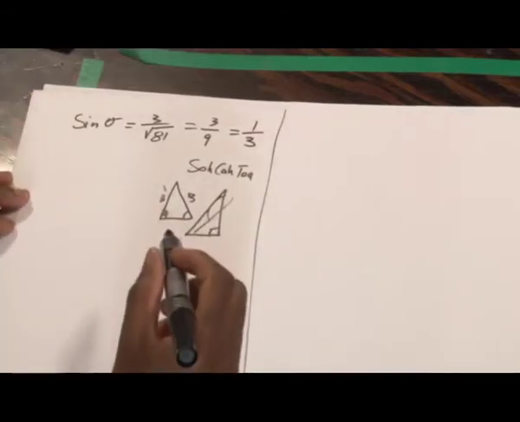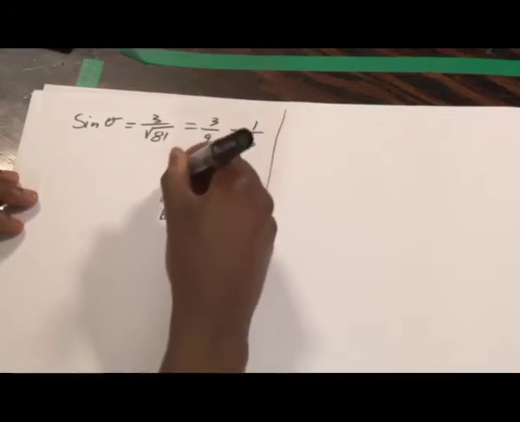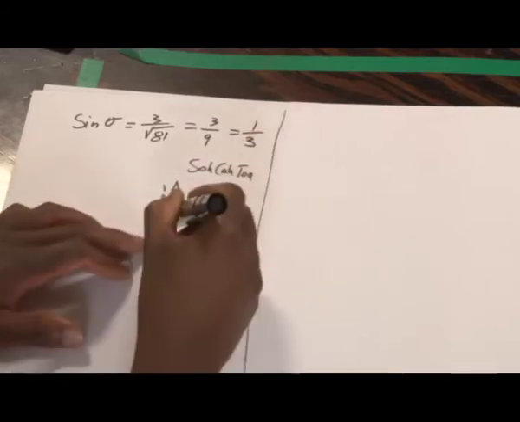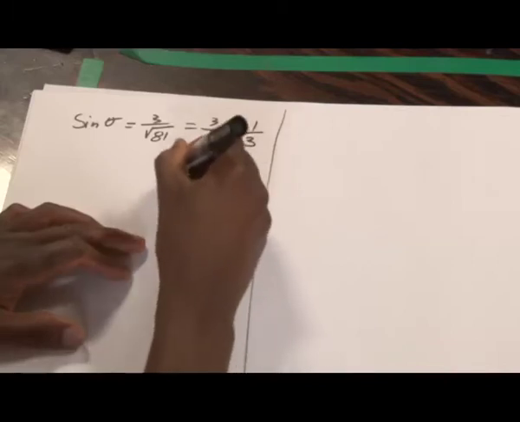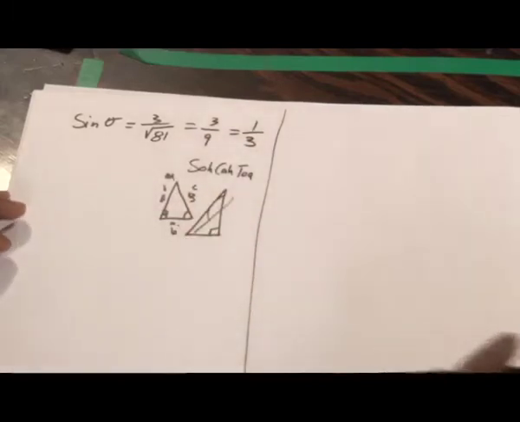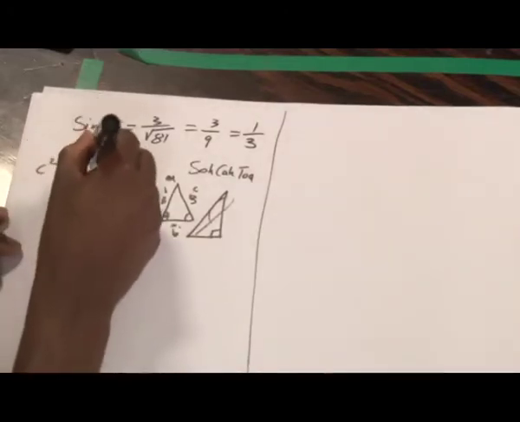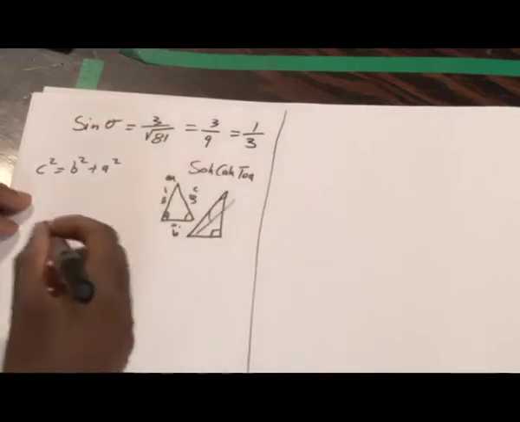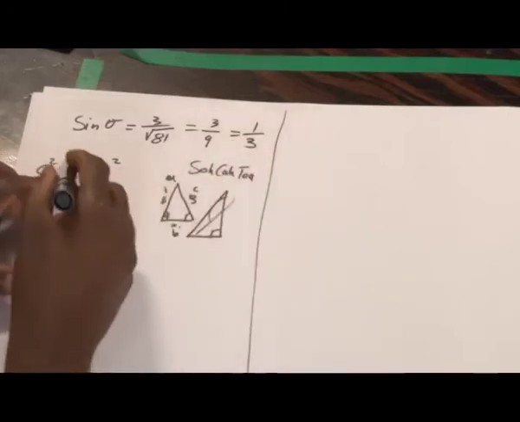Then you are asked to find, since you know opposite and hypotenuse, which is 3, you can also find this one. So it's more like this is C, this is B, this is A. We are finding B. Remember Pythagorean theorem says C squared is equal to B squared plus A squared. In this case, we know what C is. We know what A is. We're just to find B. How can we find B?